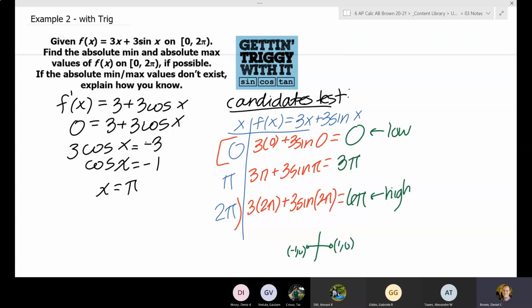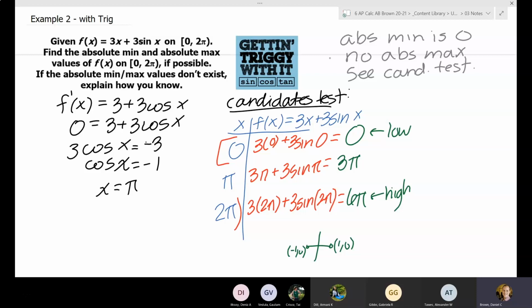Using that to answer the question, looking at the lowest one, it's 0. Is that 0 included on the graph? Yes. So we know the absolute minimum, and it says to find the absolute min-max value, so the absolute minimum is 0. The highest value we see is 6 pi. Is that 6 pi included? No. So then we have no absolute maximum. And then my justification, candidates test. And we can leave our answer like that.